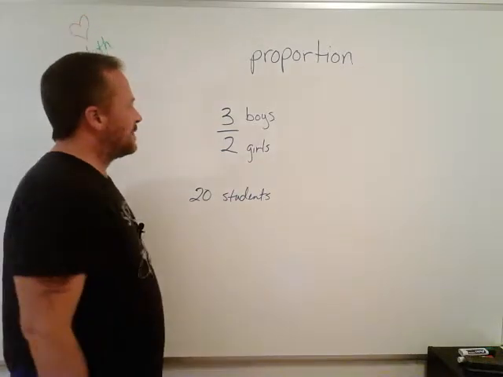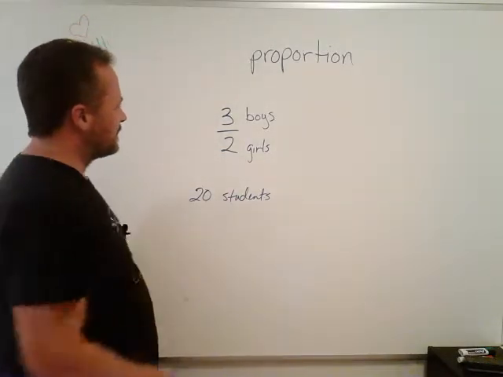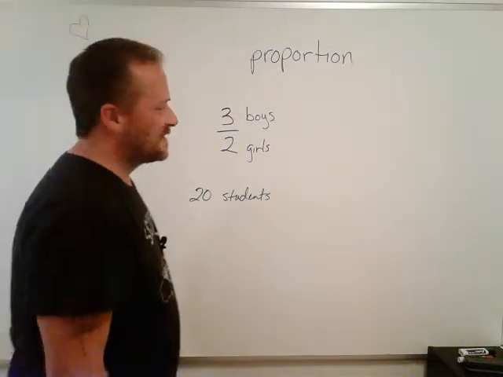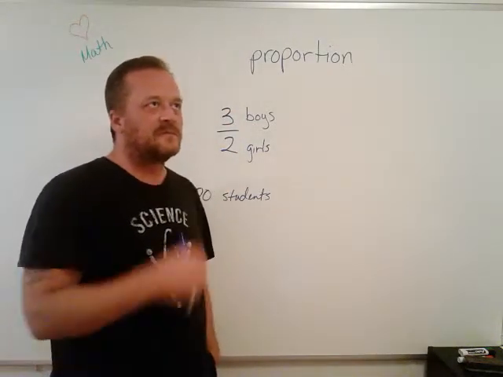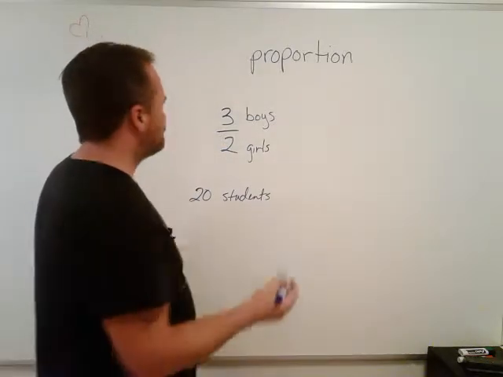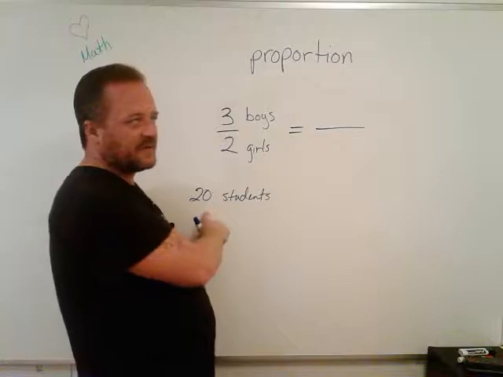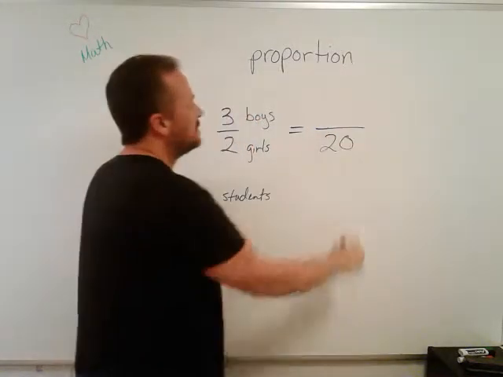So let's think about this. 20 total students, and here's my ratio of boys to girls. I can set up a proportion here. Let's try this. Can I set it up like this? Can I just put 20 students right here? Does that work?